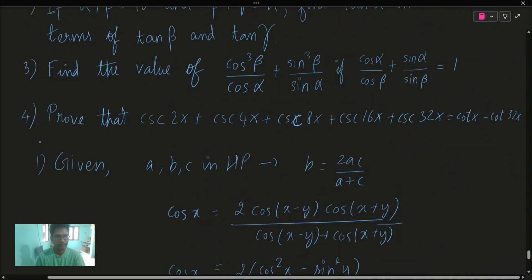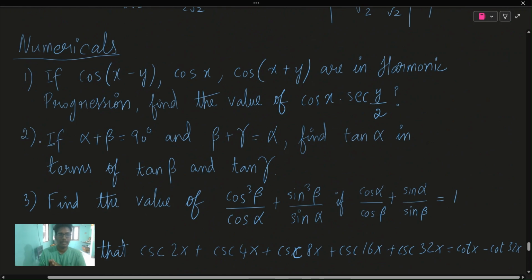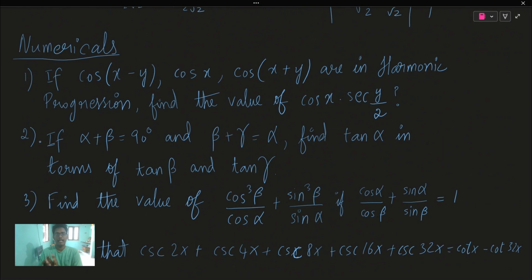So second one, if alpha plus beta equal to 90 degree, which means they are complementary to each other, and beta plus gamma is equal to alpha, find tan alpha in terms of tan beta and tan gamma.